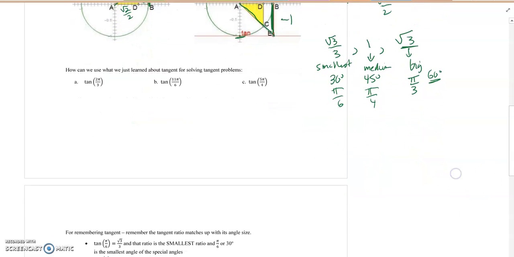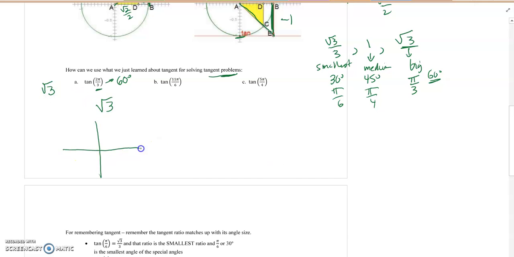So let's now look at how we solve these tangent problems. Well, we're looking at 2 pi over 3. So we know it's a 60-degree reference because it's over 3. So we know it has to be the biggest tangent ratio. So we know it's going to be root 3.